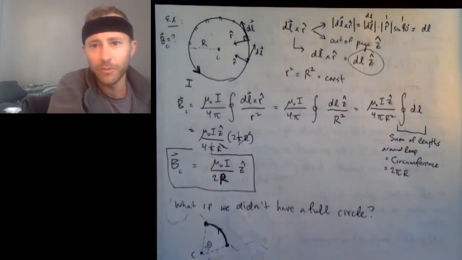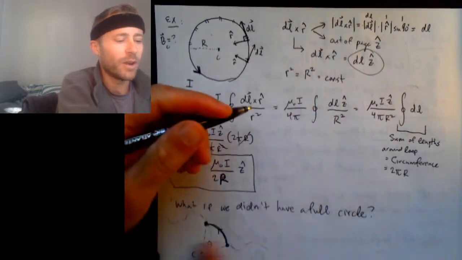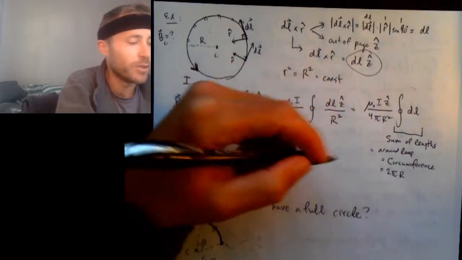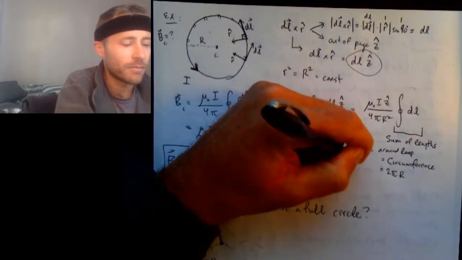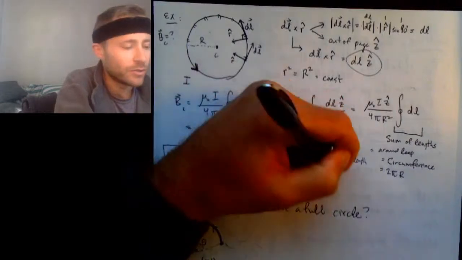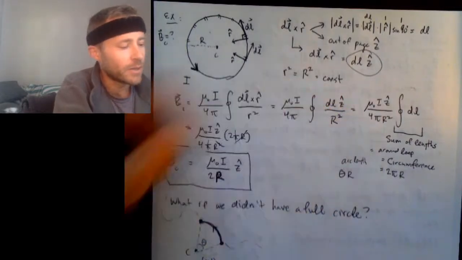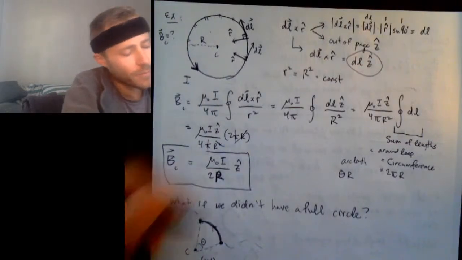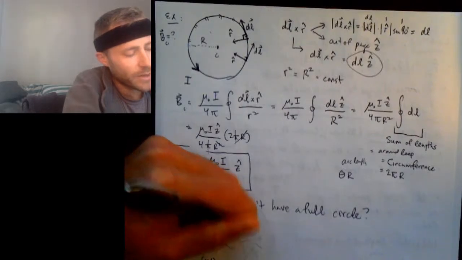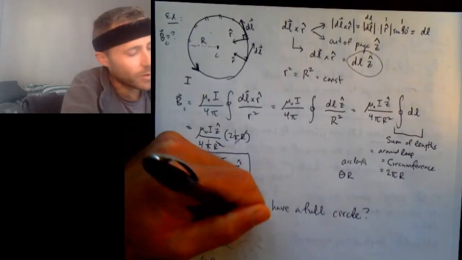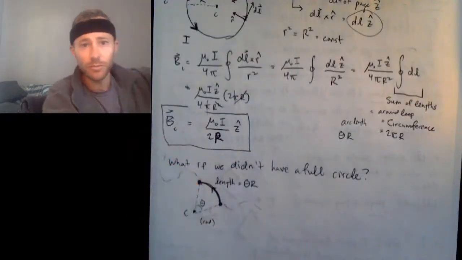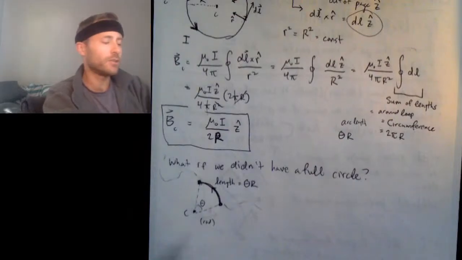But because we don't have a full loop, if we don't have a full circle, this would be the sum of the lengths around the arc, which would be the arc length, which is just going to be theta times r. So the length of that arc is theta in radians times r. And that obviously works if you have a full circle, because a full circle is 2 pi radians, so you get 2 pi r.